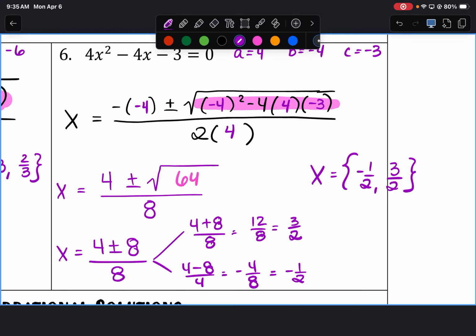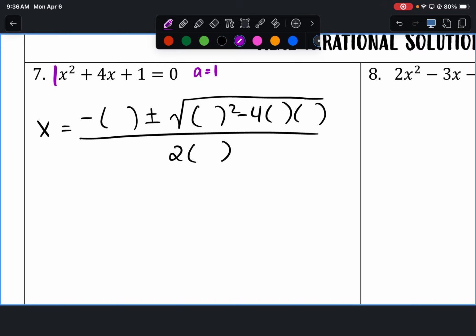Negative 4. So we have negative 4 plus or minus the square root of negative 4 squared minus 4 times, divided by 2 times. So we get x is equal to a negative and a negative make a 4 plus or minus the square root of what goes underneath that square root. What was that? Negative 24.